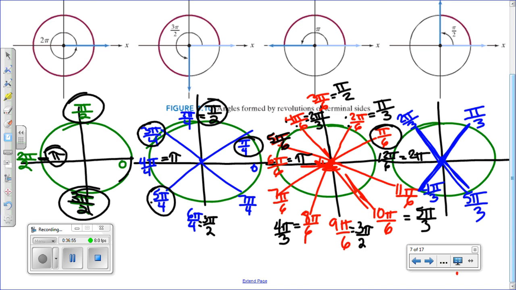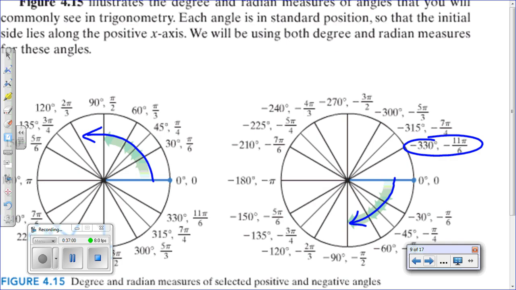Okay, so make sure you guys do this. And then if we were to put them all together, then you will see that you end up with the circle that we have here.